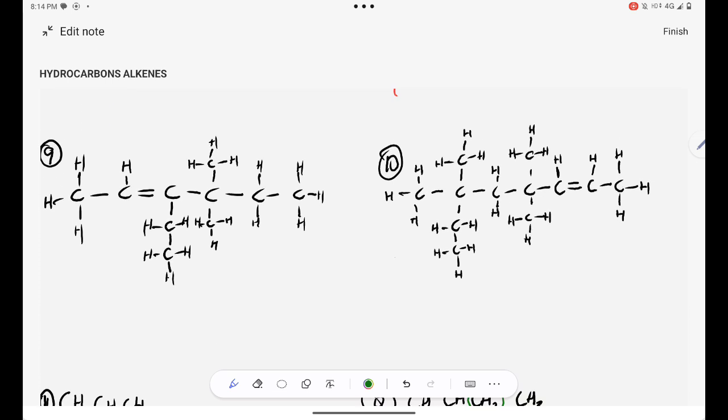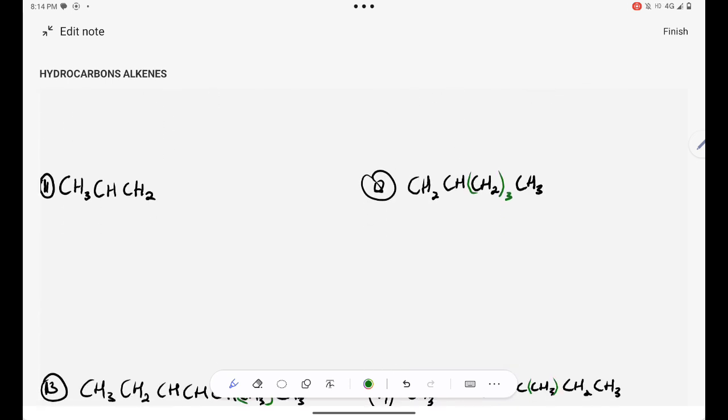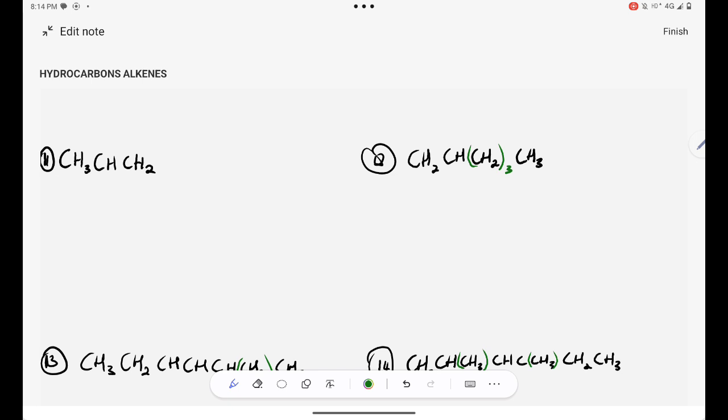For number 9 and 10, guys, please do write the IUPAC name in the comment section, just to see whether you understand or not. I'll come and correct you if you are wrong, for number 9 and 10. Okay, now let's go to 11.